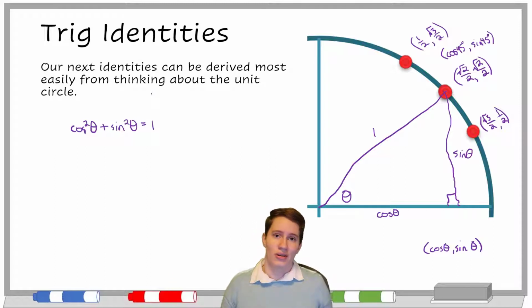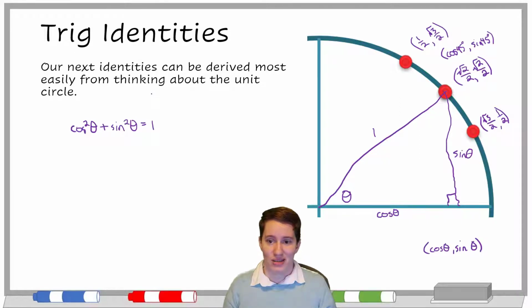This is a super important identity, just for the fact that if you can make something end up being cosine squared plus sine squared, you can exchange it with 1, which is so much simpler than having cosine squared plus sine squared.